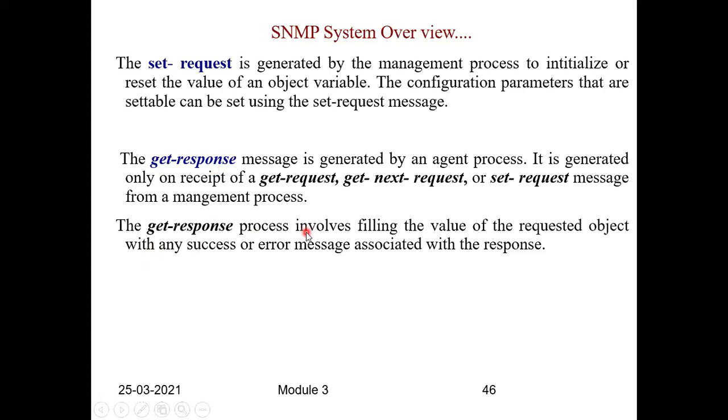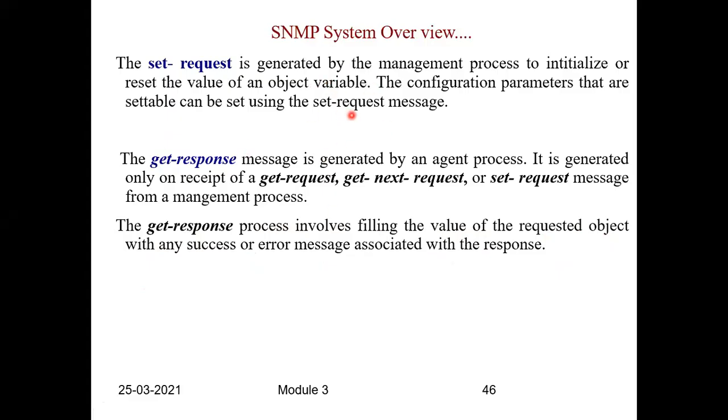So the get response process involves filling the value of the requested object with any success or error message associated with the response. We will see how the message looks. Okay, how the get/set request message will look, which are the fields, how the get response message will be. So that all will come later on.